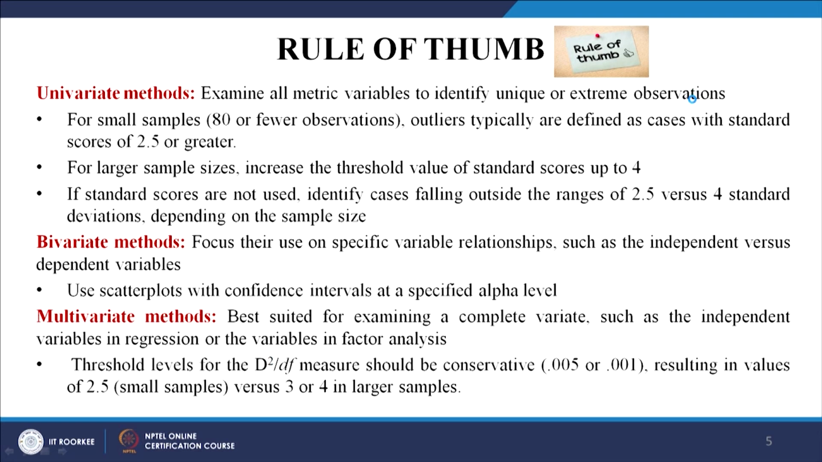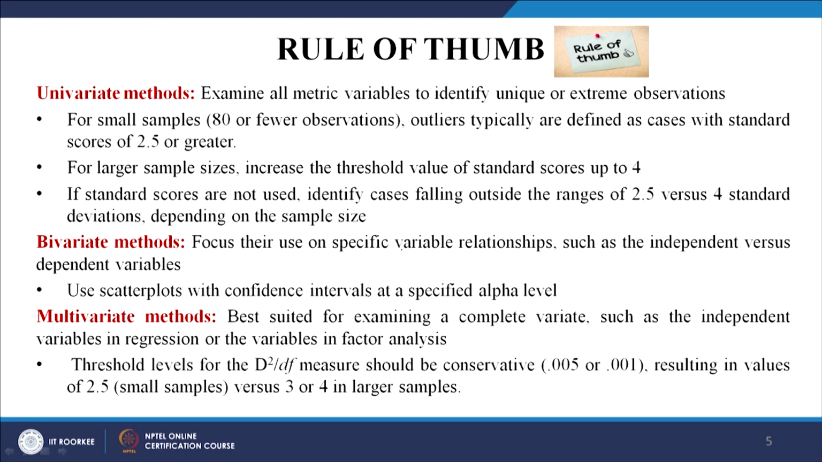Rule of thumb: univariate methods examine all the metric variables to identify unique or extreme observations. For small samples, that is 80 or fewer, outliers typically are defined as cases with standard scores of 2.5 or greater. I had told you about the standardized score: if it is more than 2.5 then you will say it is a case of an outlier. For large sample sizes, increase the threshold value up to 4. Large samples are more than 80 or more than 100.